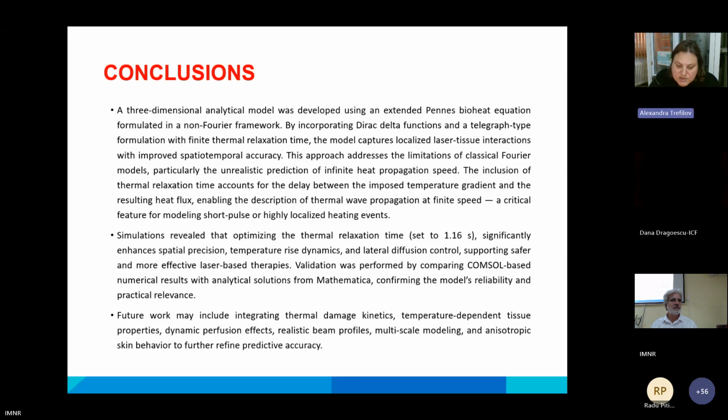The model also shows that longer exposure can result in lateral heat spread up to 4 to 6 millimeters, with tissue volumes reaching the critical threshold for protein denaturation and coagulative necrosis. These findings highlight the importance of careful treatment planning, including cooling strategies and accurate targeting to avoid unintended injury.